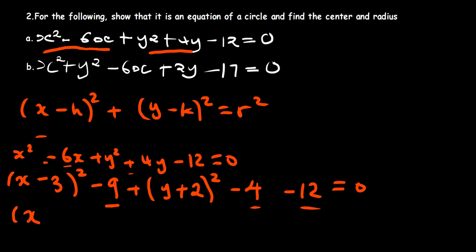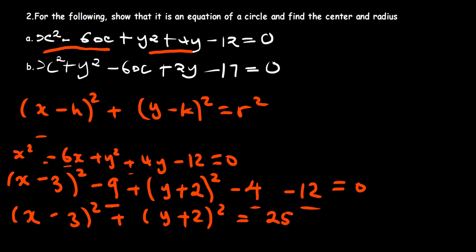Okay, negative 25. So I'll have negative 25, but I know I can move that negative 25 to the other side, right? Then it becomes positive 25. So that will be equal to 25, like that.